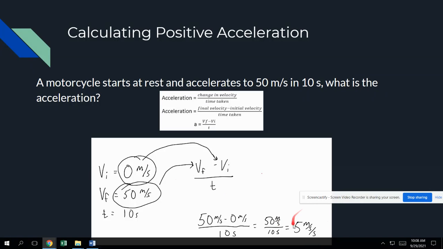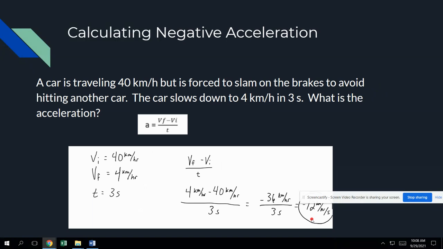So when you see a number like this, that means I'm increasing my speed by 5 meters per second every second. All right, and then acceleration can be negative also. So if I'm traveling in a car, my initial velocity, that first number I'm going to write down, VI, that first number in the problem is 40 kilometers per hour. So I'm going to write that down.